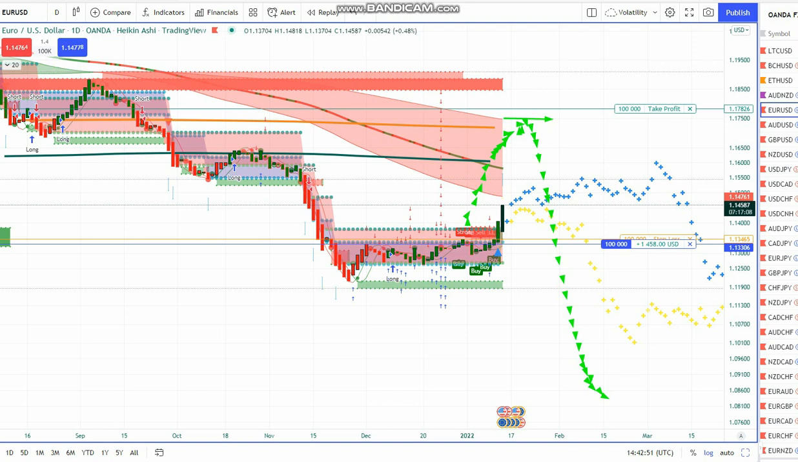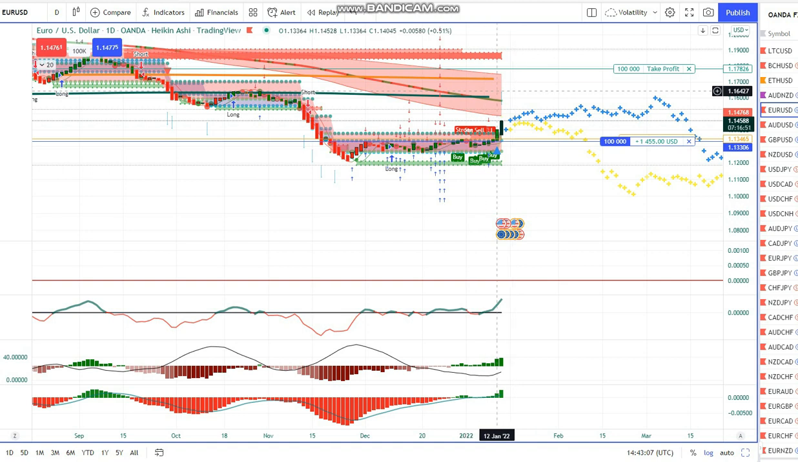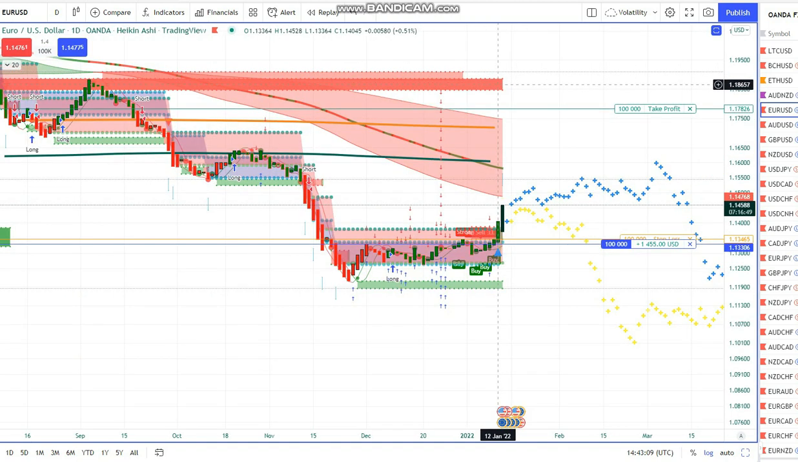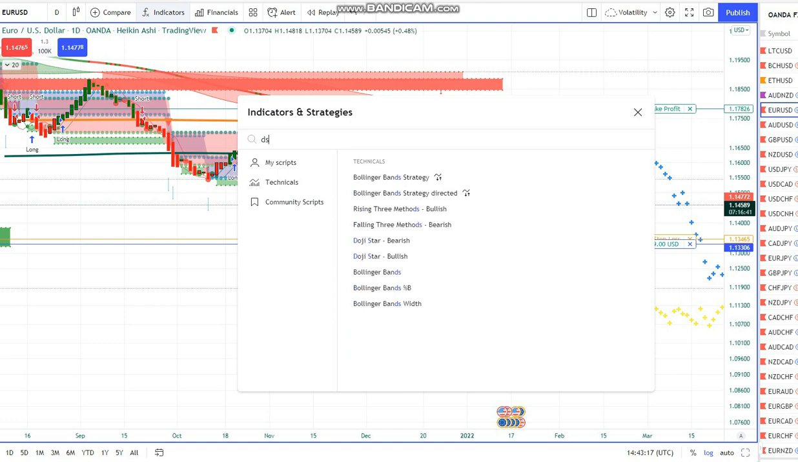Then the next indicator I'm using is the DSI. Where did I found this DSI indicator? Well, I have found this DSI indicator in one of the videos of Traders Landing was talking about. So we go here, DSI.